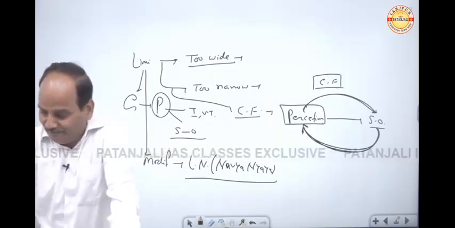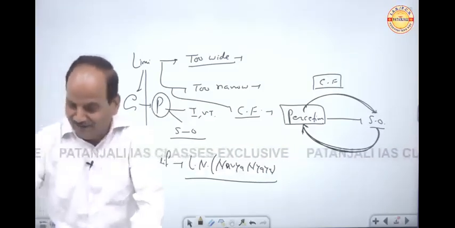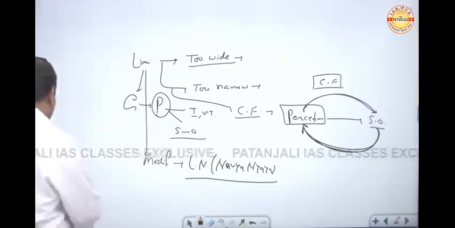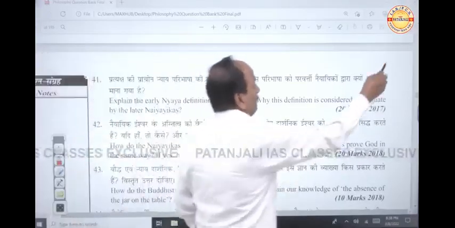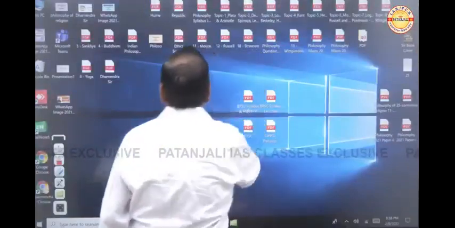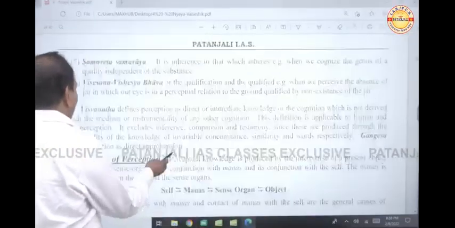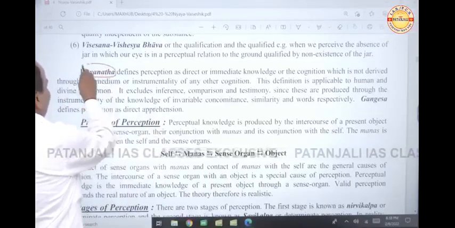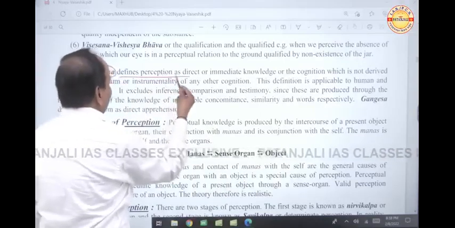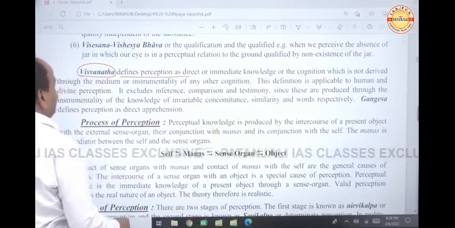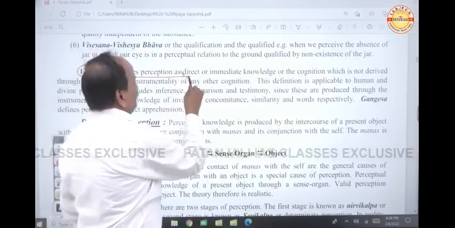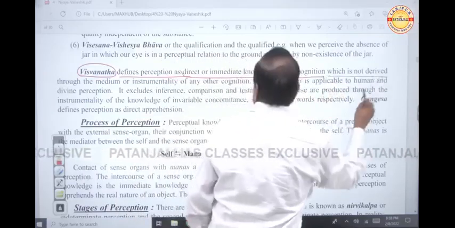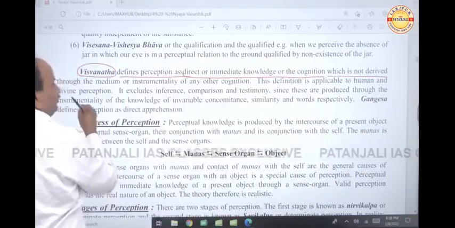लेटर न्यायिका, और यू कैन से नव्य न्याय, नव्य न्याय। विश्वनाथ, note down नव्य न्याय विश्वनाथ defines perception as, now new later on modification of perception, define perception as direct or immediate knowledge of all the cognition which is not derived through the medium or instrument of any other cognition.